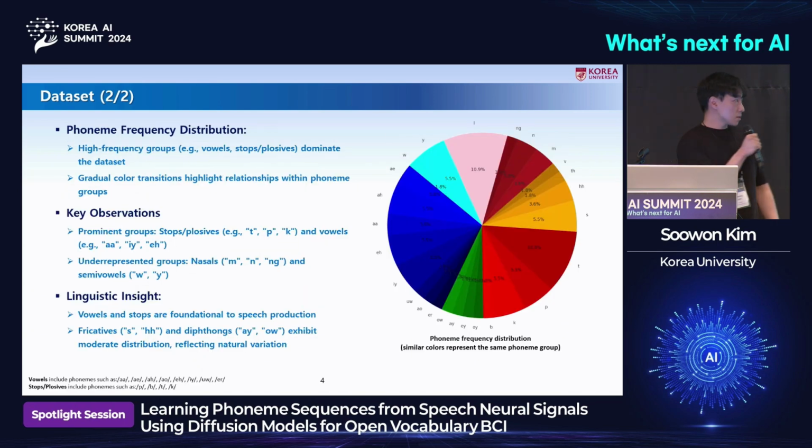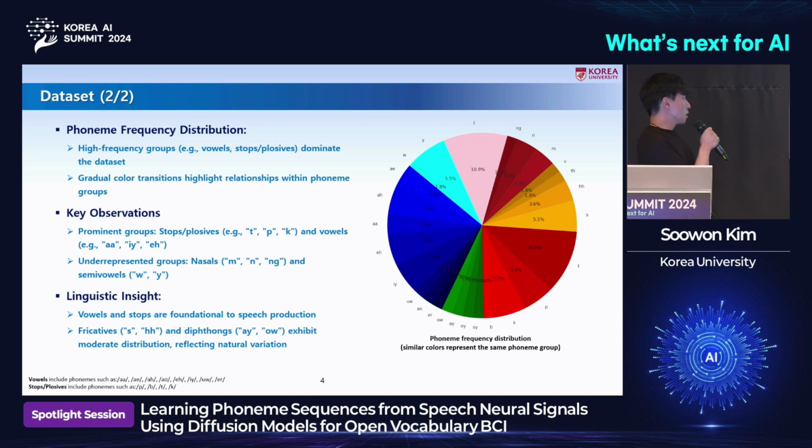And as you can see here on the pie chart, even if we had 12 classes, we have a lot of phonemes inside of them. So actually, including the start of sequence and end of sequence tokens, we had around 40 classes which we can classify as phonemes.